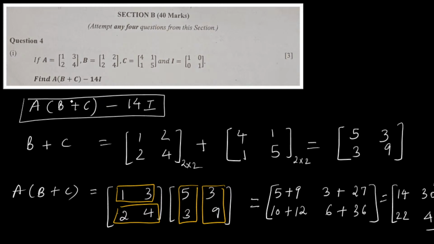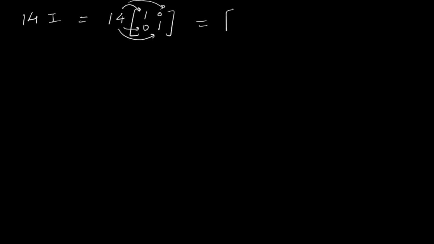And now we have to find the value of 14I. So 14I is a scalar multiplication of the number 14 with the identity matrix I. Scalar multiplication is just like a bracket multiplication. The number which is written outside, you have to multiply with each and every element of the matrix. So 14 into 1 is 14, 14 into 0 is 0, again into 0, 0, again into 1, 14. So we have found the value.